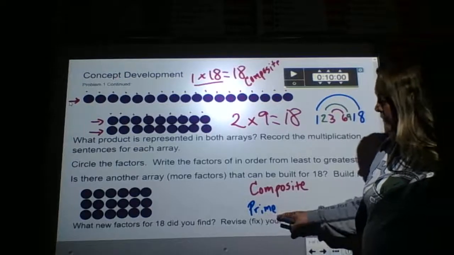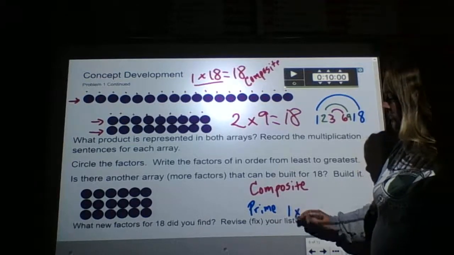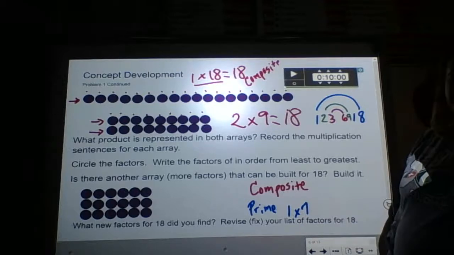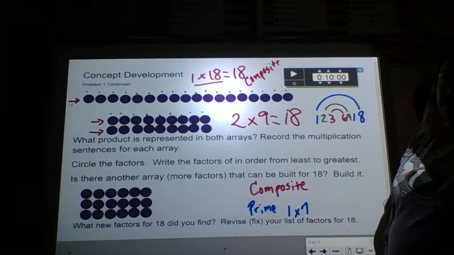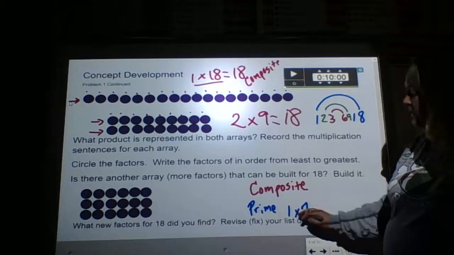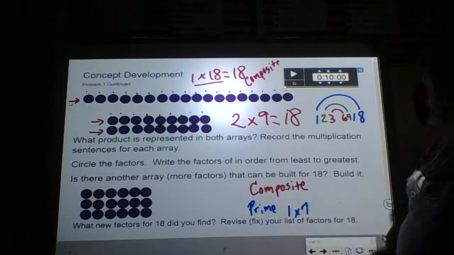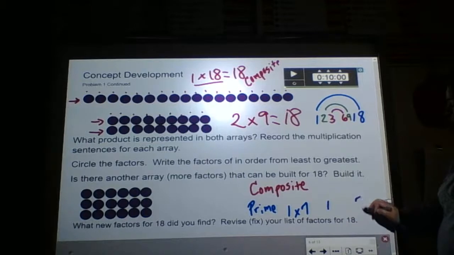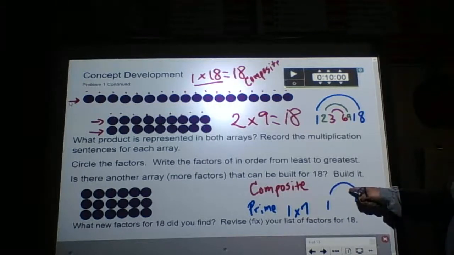Prime is just a short little word, and it would just be a number that is 1 times itself, like the number 7. I can't build 7 any other ways. Just 2 go into 7, 3, 4, no. The only way I can build 7 is 1 times 7, so we call this number prime. And if I built a factor rainbow for 7, it would only have 1 arc on it.